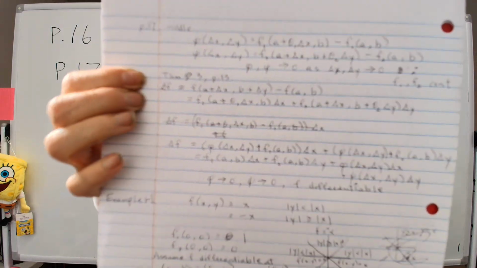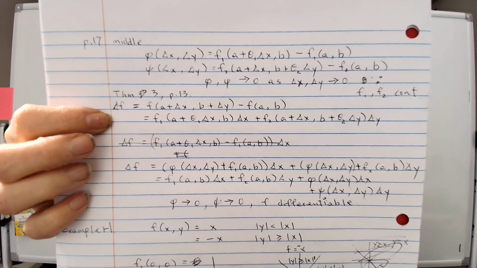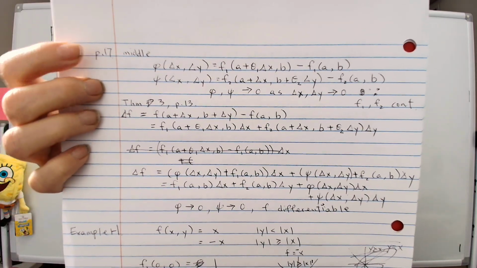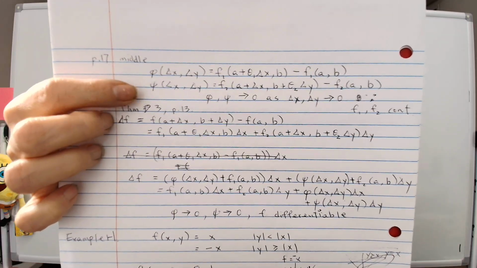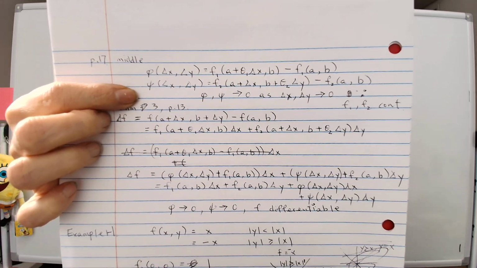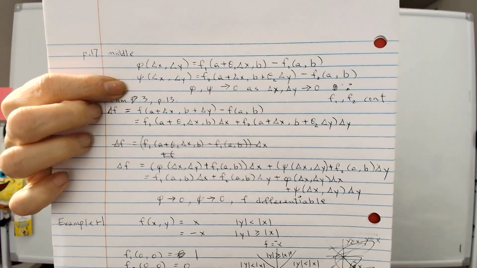So, but before that, we're going to look at Theorem 3, page 13, which I copied down here, and I will ask you to do the same. Okay, let's do this thing. I wrote down all this stuff, right? And remember, note that phi and psi do go to 0 as delta x and delta y go to 0 because f1 and f2 are continuous.